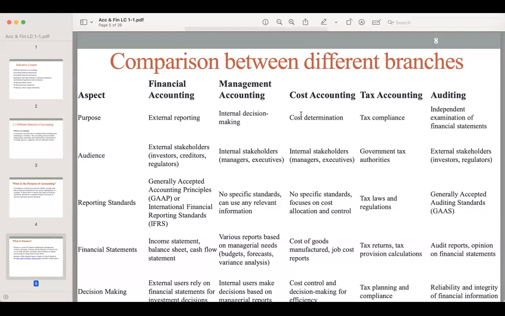Then the last one is auditing. Auditing involves examining and evaluating financial records to ensure accuracy, compliance, and reliability. Auditors assess the internal controls and financial statements of an organization to provide an independent and objective opinion on their fairness to accounting standards.